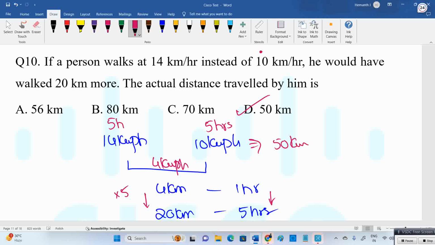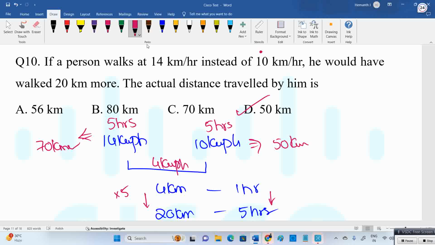With 14 kilometers per hour for 5 hours means 70 kilometers. What's the difference here? Distance, 20 extra. That's what they said, 20 extra. With 14 speed you may travel 20 kilometers extra than 10 kilometers per hour speed. Yes, that will happen for 5 hours. They didn't give a timing.